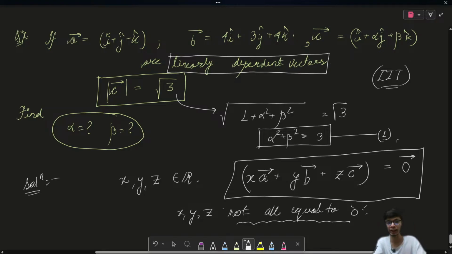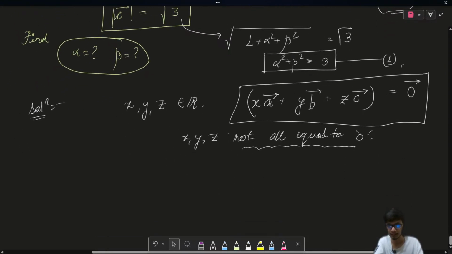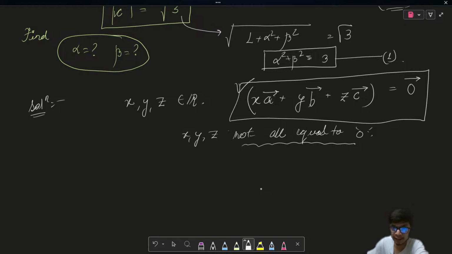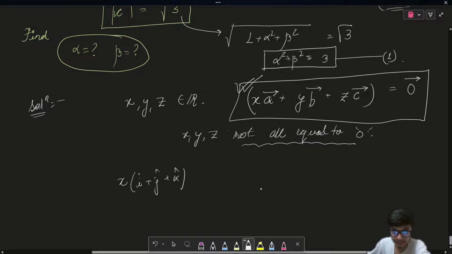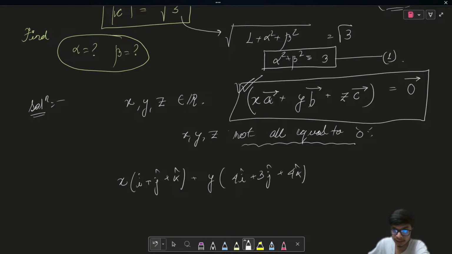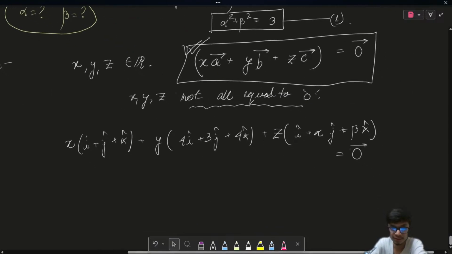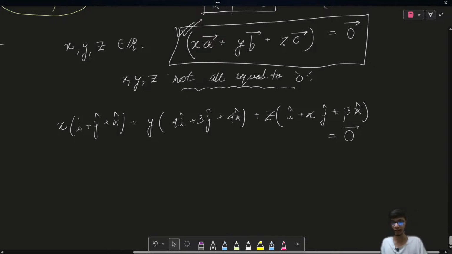Now I will have another condition. I will obtain it by using this particular identity over here. So if I use this, then x times i cap plus j cap plus k cap, plus y times 4 i cap plus 3 j cap plus 4 k cap, plus z times i cap plus alpha j cap plus beta k cap, and this is equal to the zero vector, right? So let us club the terms in the i cap, j cap and k cap direction.